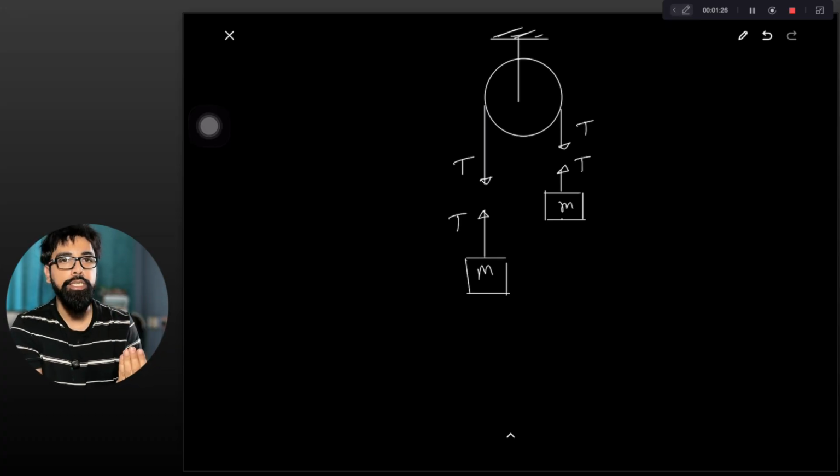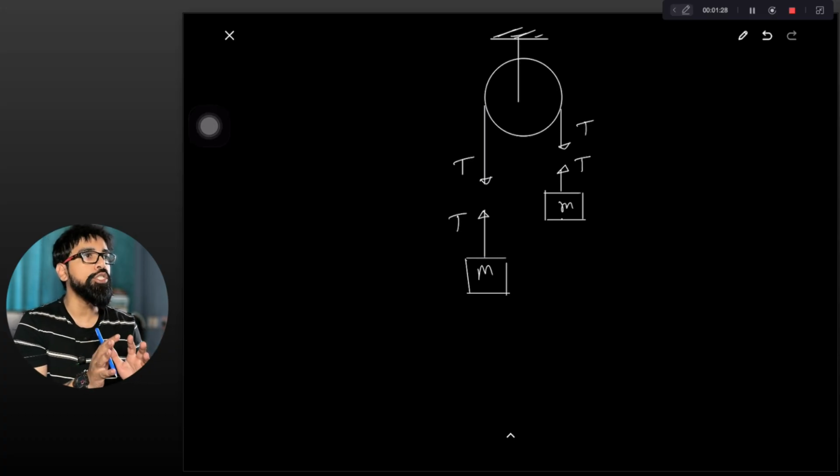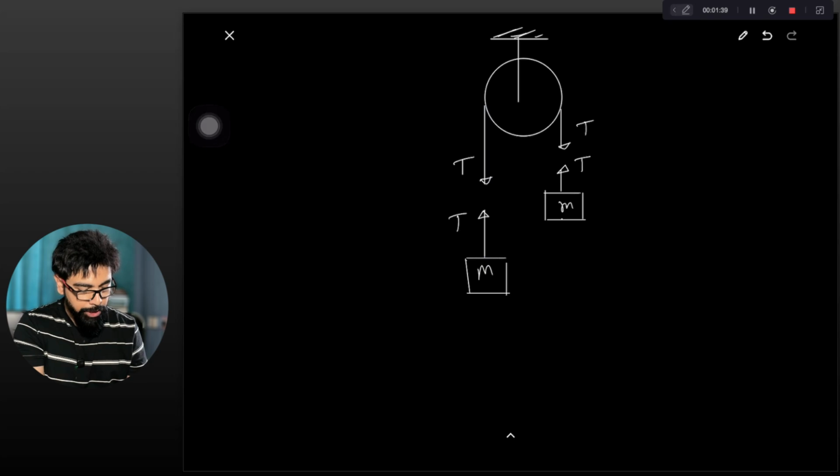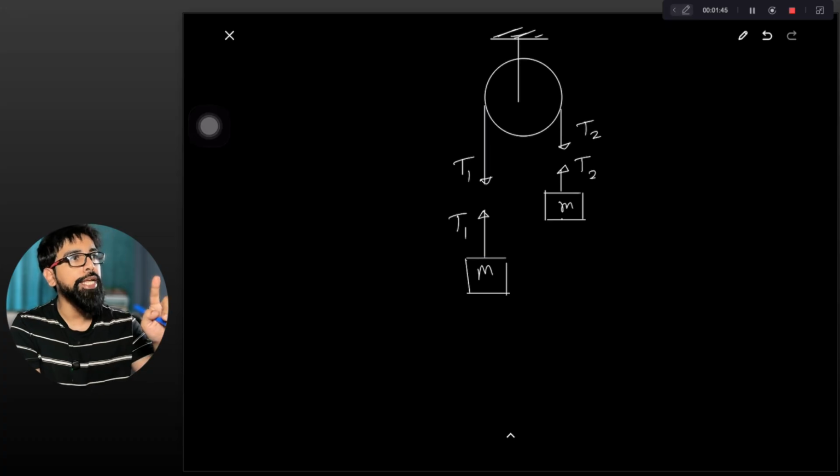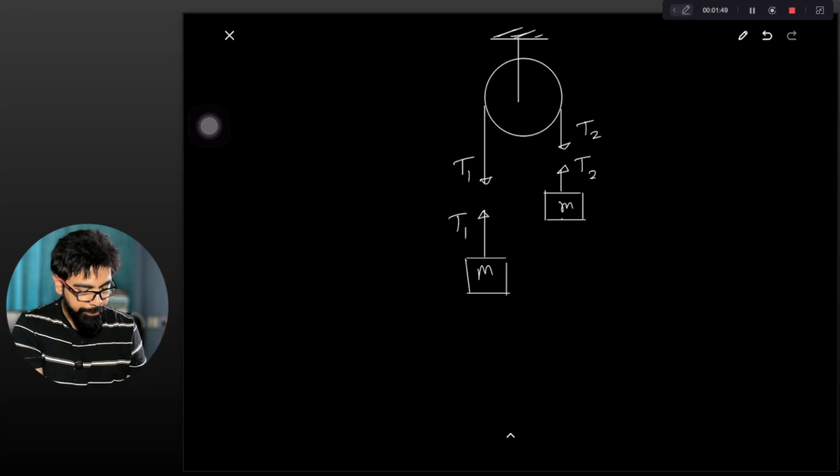But what are we discussing here? We are discussing a pulley which is not ideal. That means the pulley has got mass. So the tension on the left side of the pulley and the tension on the right side of the pulley will not be the same. So I'll take the tension on the left side as T1 and the right side as T2. Remember that whenever there is mass of the pulley, the tensions will change. Okay, now you go for the free body diagram.